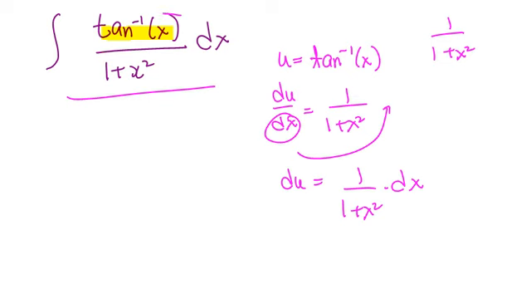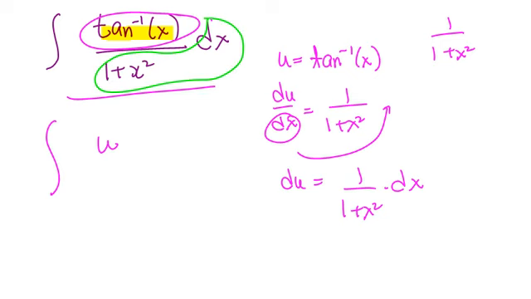Now I'm going to replace everything in here with u's. So that means that this here is a u, and this is du. And isn't that an easy integral to take? The integral, just the general power rule in reverse. So it's u squared over 2 plus c. Now plugging in my original u expression, which is arctan, it's squared divided by 2 plus c. So one last example now.